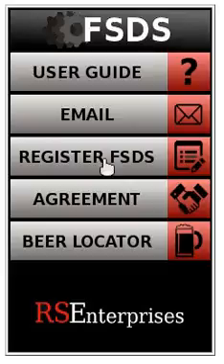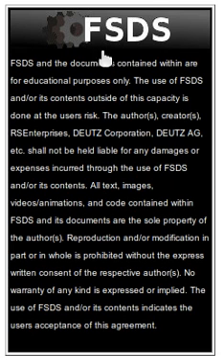Down below that we have a register button for FSDS. Now the mobile version is free. There is no charge to use it. There is no registration required. However, if you wanted to use the full-featured PC version of FSDS, there is a registration requirement and a yearly fee of roughly $30. This button brings you to that registration area if you are interested in the full version. Down below that is the agreement. Basically just covers the legal aspects of the FSDS software.